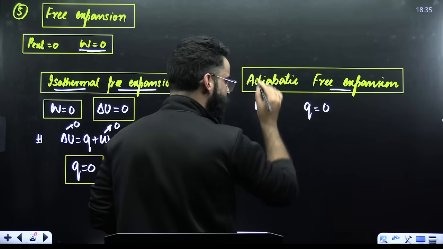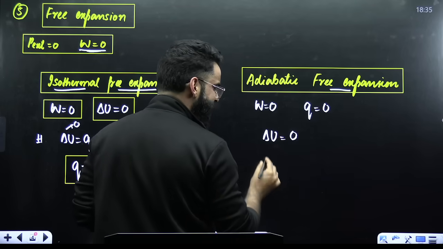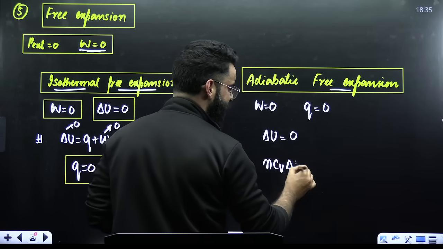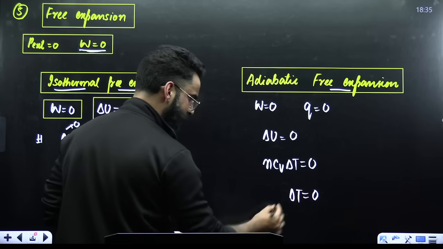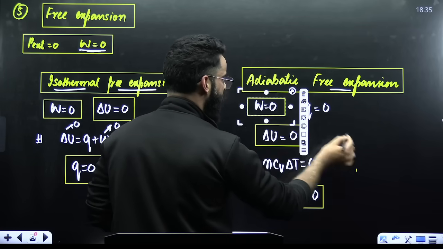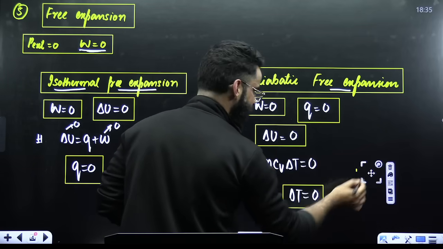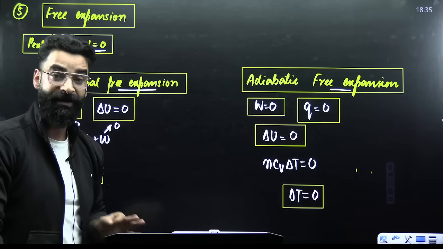If W is 0, Q is 0, the first law says delta U is equal to Q plus W. So delta U is 0. Now delta U itself is basically n Cv delta T for the ideal gas. So this has to be 0, which means that delta T value is equal to 0. They can ask you which parameters are 0 when the ideal gas undergoes adiabatic free expansion. So these are the parameters which will be 0 when the gas undergoes adiabatic free expansion.